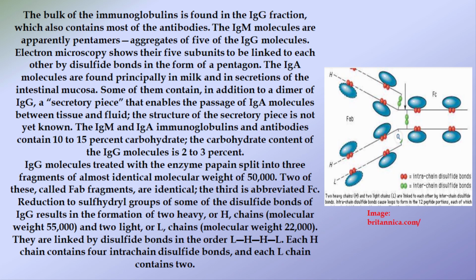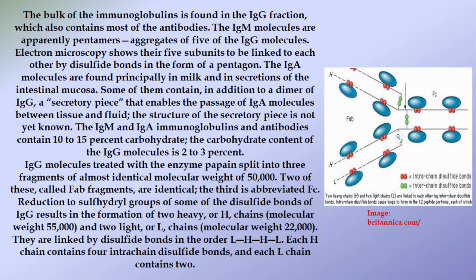IgG molecules treated with the enzyme papain split into 3 fragments of almost identical molecular weight of 50,000. 2 of these, called Fab fragments, are identical. The third is abbreviated Fc.